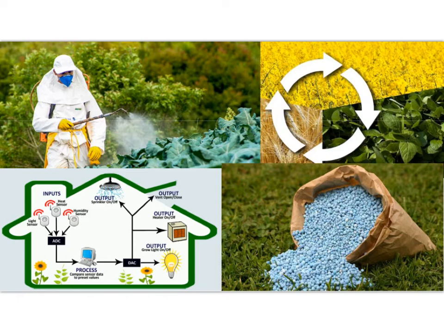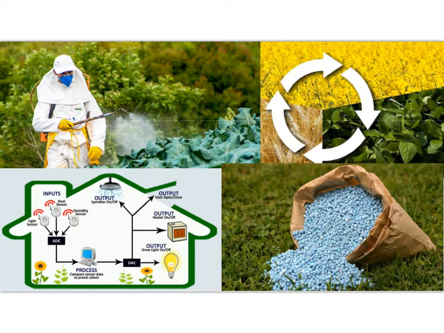And one that I've not got a picture on here could be selective breeding, or genetic modification of crops to increase growth rate, increase the yield. So all of these things would increase the yield of a crop, perhaps increase the profits for a farmer.